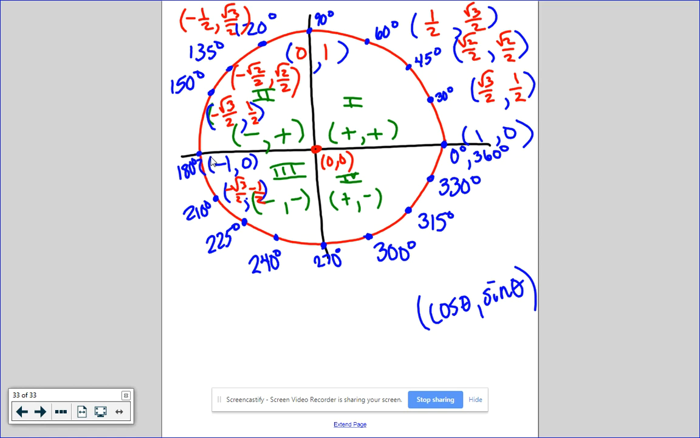Okay? How about 225? What's that going to pair up with? 45, right? It's 45 degrees. 225 minus 180 is 45. 45 degrees, as we talked about, is square root 2 over 2, square root 2 over 2. So if these both have to be negative, it's negative square root 2 over 2, negative square root 2 over 2.